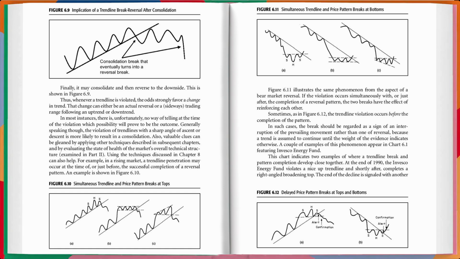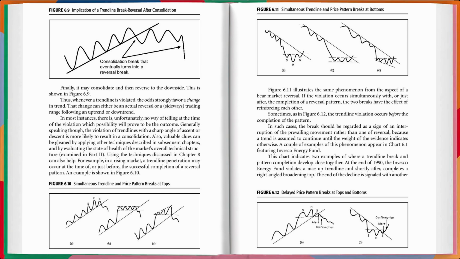Sometimes, as in Figure 6.12, the trendline violation occurs before the completion of the pattern. In such cases, the break should be regarded as a sign of an interruption of the prevailing movement rather than one of reversal, because a trend is assumed to continue until the weight of the evidence indicates otherwise.